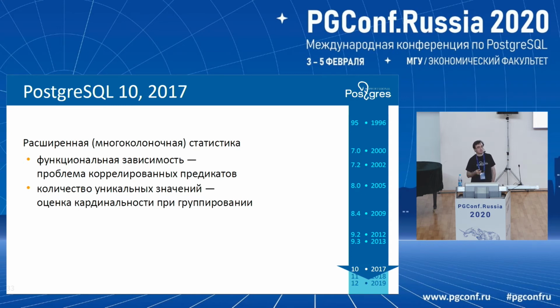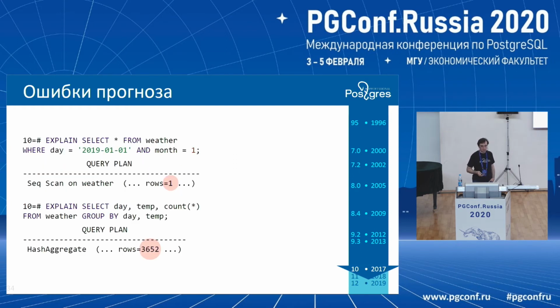And we have 2 types of statistics of this sort. First of all is a search for dependencies between the various data, and this allows us to combat the problem of correlating predicates, which I was talking about from the very beginning. And the second one is the number of unique combinations of values of the attributes.